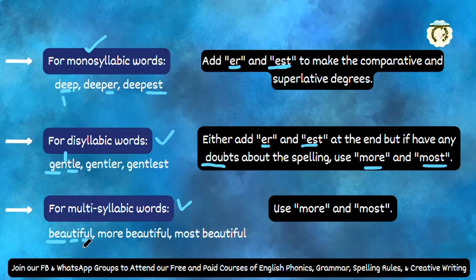For multisyllabic words, we simply use more and most. Beautiful is more beautiful, most beautiful. So now I think that you and your students don't need to cram the spelling of the different degrees of adjectives. You can simply memorize these few rules and you will rock.